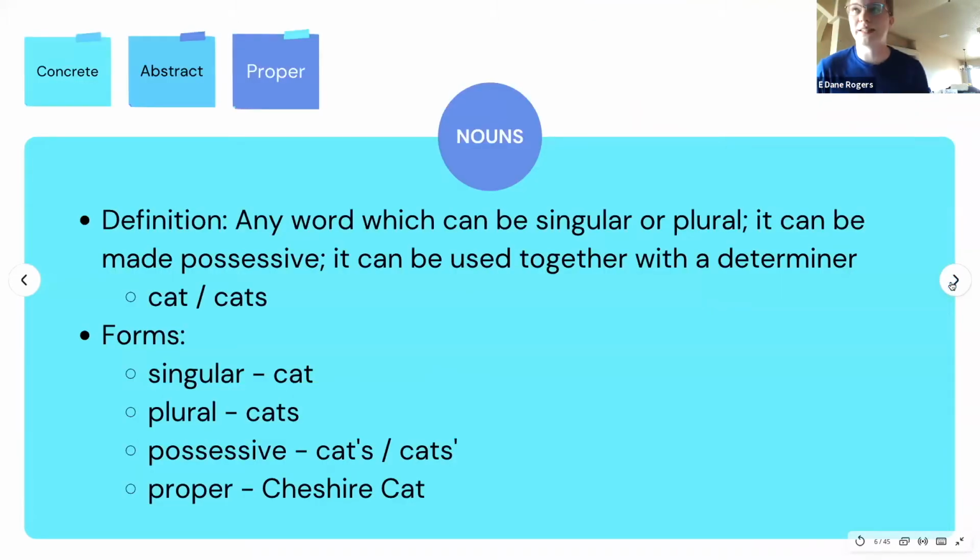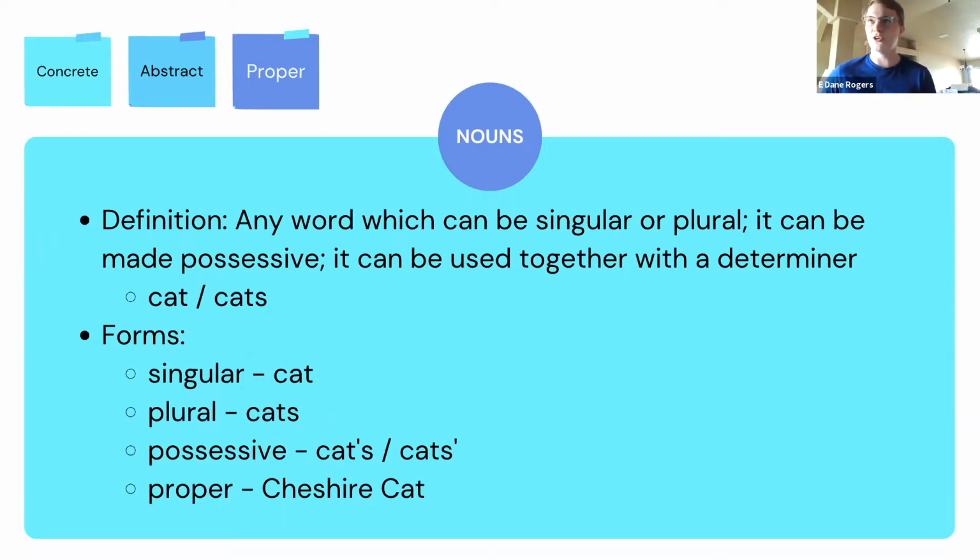So let's start with nouns. My definition of a noun is a little broader than what they teach us in 3rd grade, which is person, place, or thing. My definition of a noun is any word which can be singular or plural. It can be made possessive as well. A verb, an adjective, a pronoun, none of these words can be made possessive. They can't own anything. And it can also be used together with a determiner.